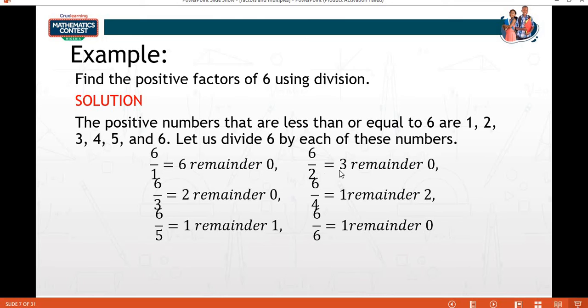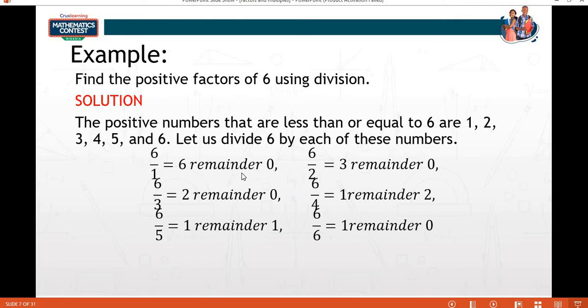6 divided by 2, I have 3 remainder 0. 6 divided by 3, I have 2 remainder 0. 6 divided by 4, I have 1 remainder 2. 6 divided by 5, I have 1 remainder 1. 6 divided by 6, I have 1 remainder 0. So the ones with 0 remainder are the factors.